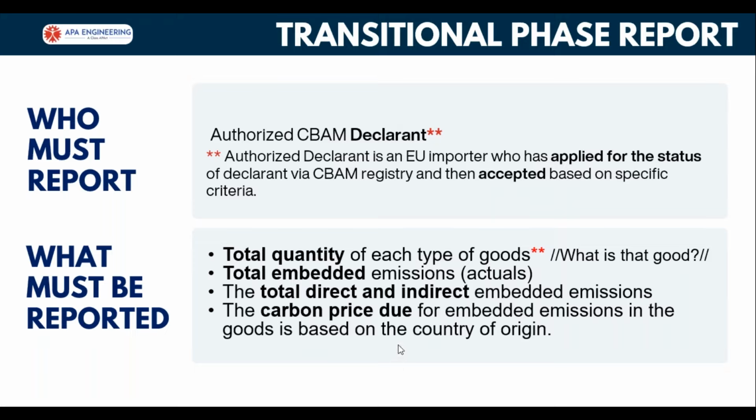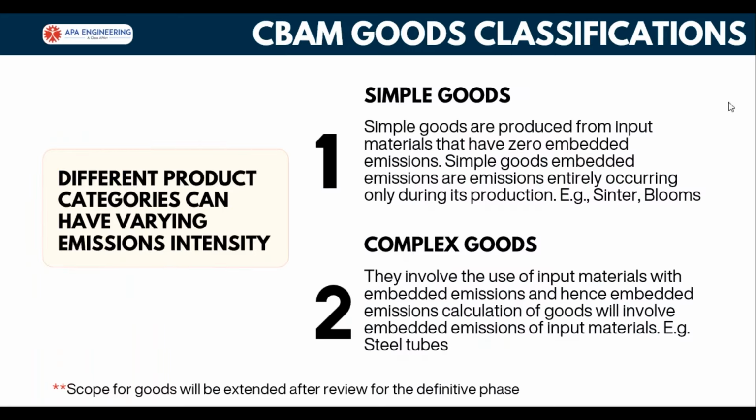So I'm moving over to the next slide. And because we were speaking about goods, different goods can have different emission categories. I came in from that section to here because even before we move forward, we have to know whether CBAM is applicable to what sort of good. So there are certain goods like simple goods, complex goods, and aggregated goods. Aggregate is a mixture of simple and complex goods.